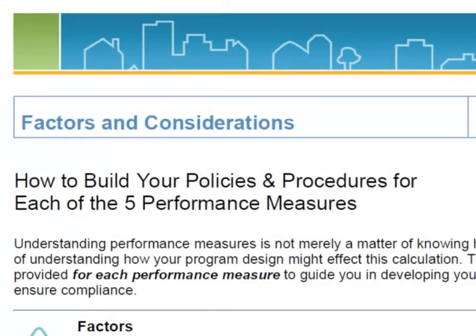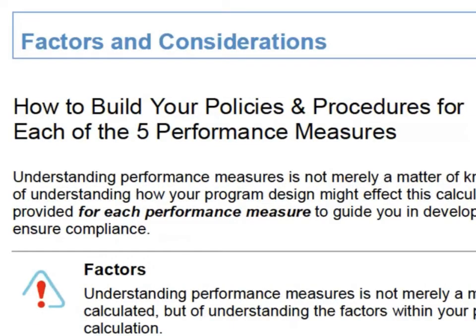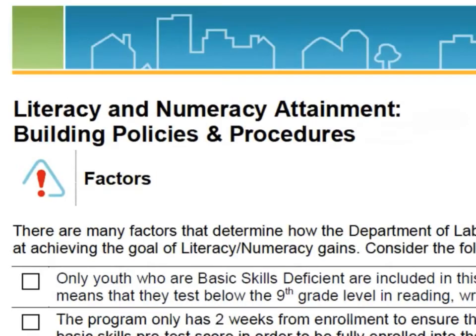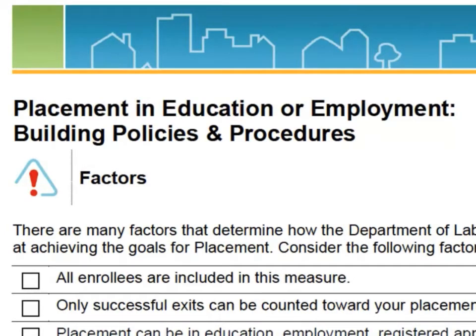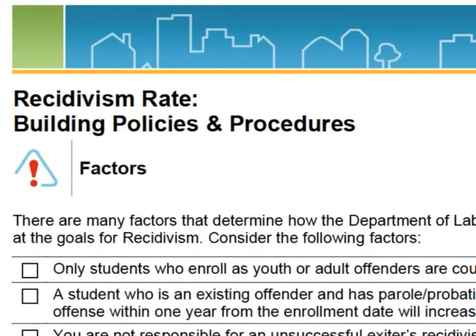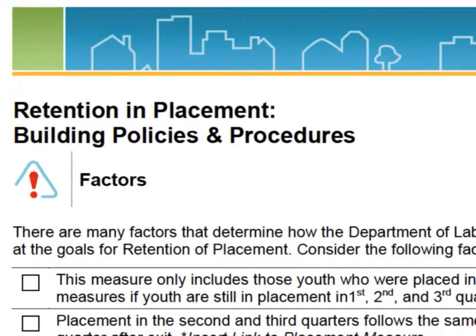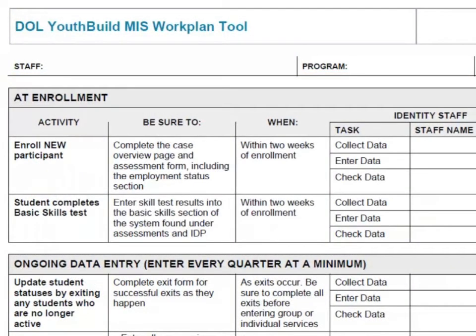Let's first look at the Factors and Considerations tool. The Factors and Considerations tool helps programs understand and prepare for the Department of Labor performance measures. In this tool, each measure is explained, and key points about program practices and policies are investigated. This is a great resource for understanding how the Department of Labor performance measures can line up with your Youth Build program design.